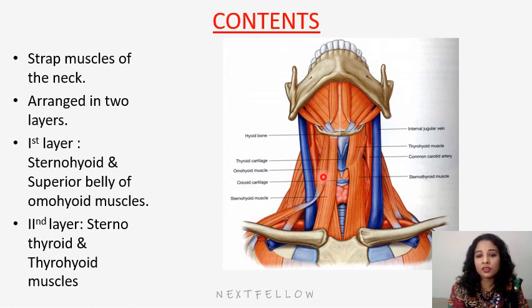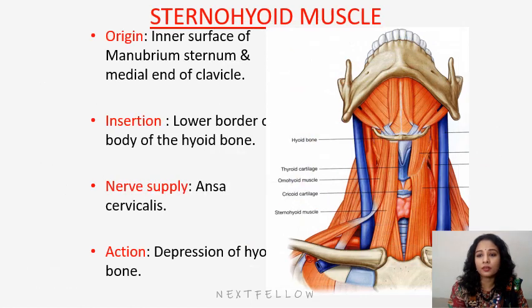These two muscles form the superficial layer, deep to which, after removing these two, you can see the other layer, which is formed by the sternothyroid, from the sternum to the thyroid cartilage. This blue one is the thyroid cartilage, and from the oblique line of thyroid cartilage to the hyoid bone is the thyrohyoid. So these two muscles form the deeper layer. So totally there are 4 muscles. Let us understand each muscle a little more in detail.